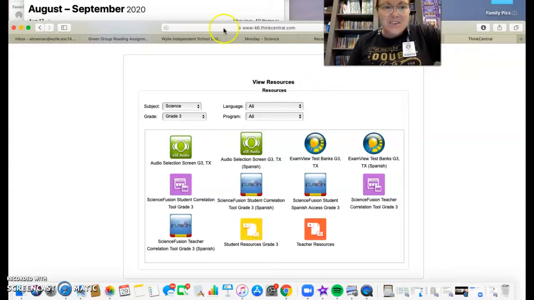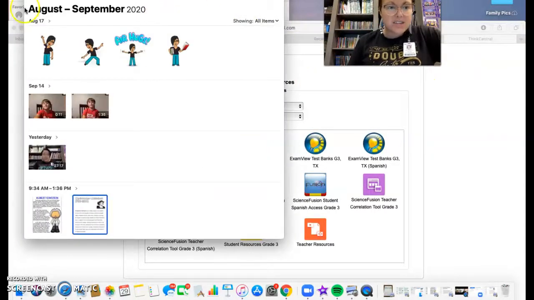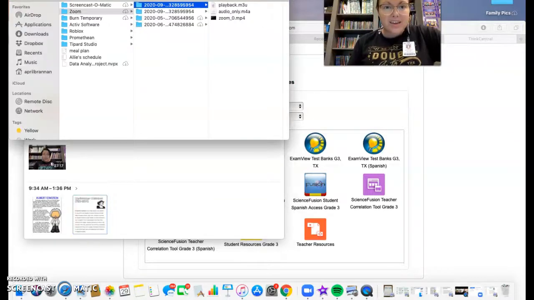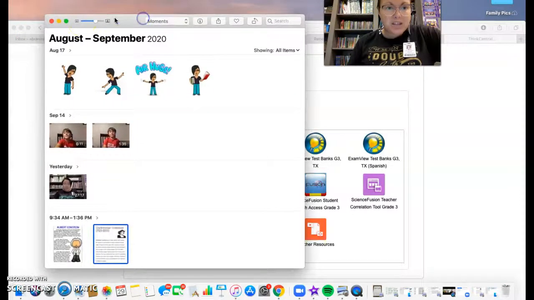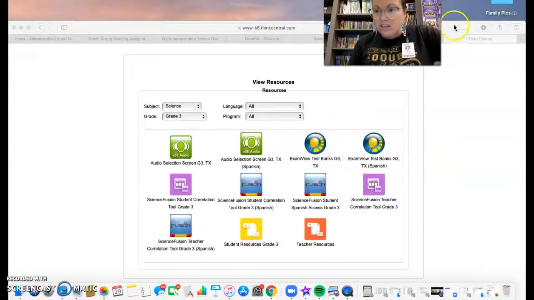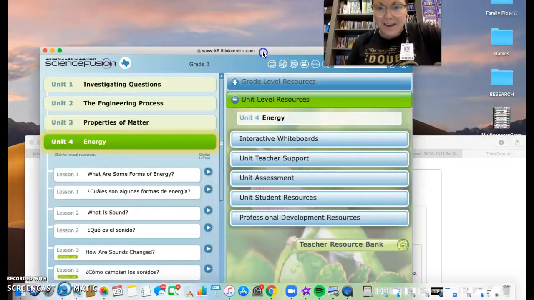All right, let's do our science. Nope, not that. Our science digital lesson. I feel like it just disappeared on me. Hang on. There it is. I knew it was hiding behind something.